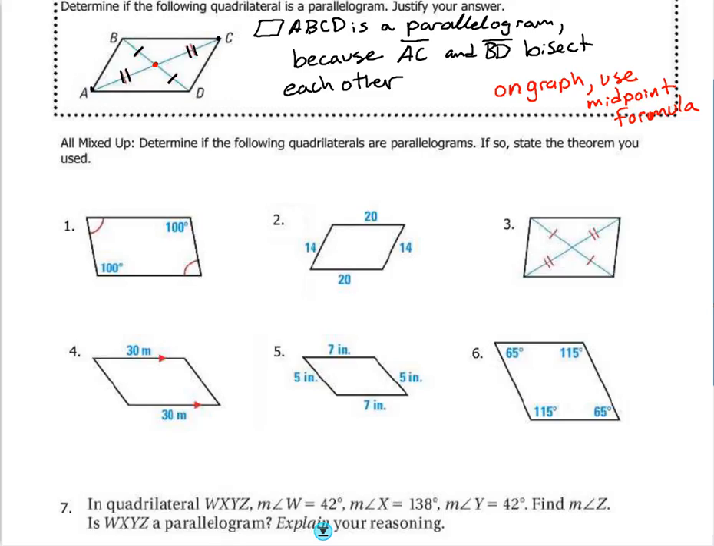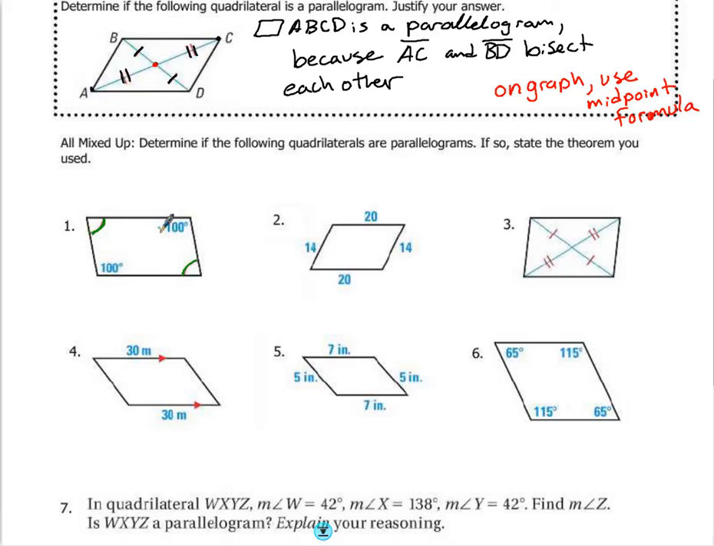Number 1 is giving me information about angles. If I remember back to Cooties, the only one that deals with angles is the opposite angles. Actually, consecutive angles are supplementary, but the opposite angles have to be congruent. This tick mark means that this angle is congruent to this angle, they're opposite, and 100 is equal to 100.